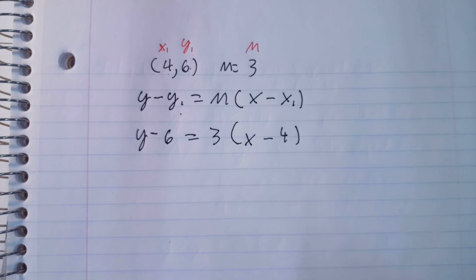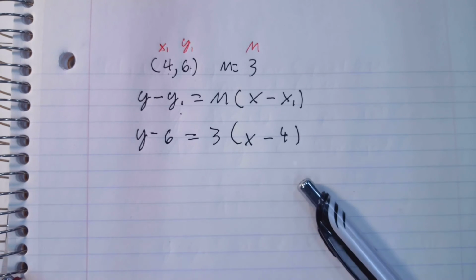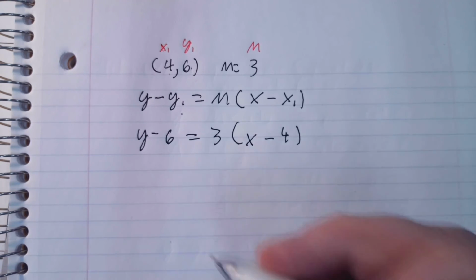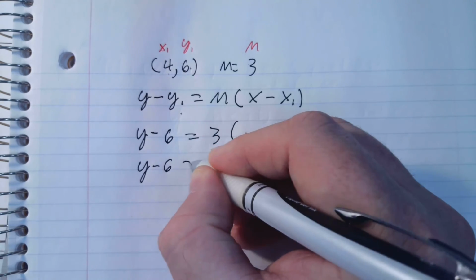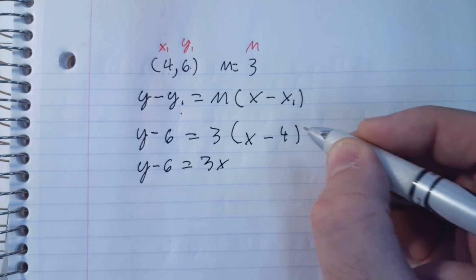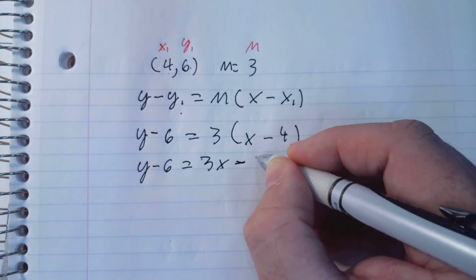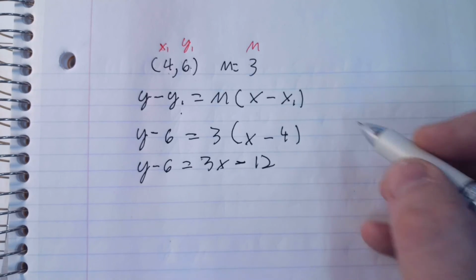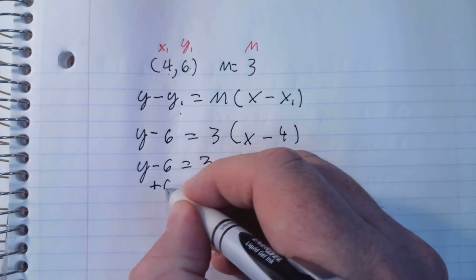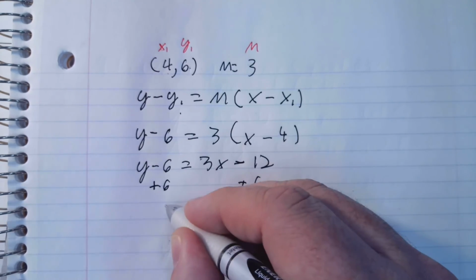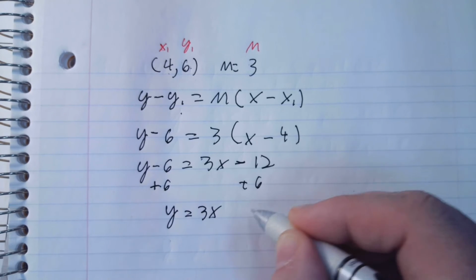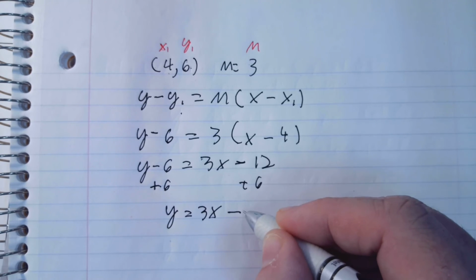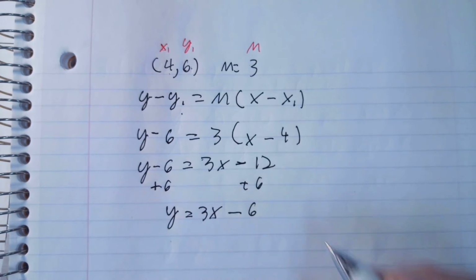Okay, so here we go with this. I just do 2 steps. Y minus 6 equals 3x minus 12. That was distributive property, right? We've done this before, just not in this form. Now the last step is right here, plus 6, I'm done. Y equals 3x minus 6. Is that in slope-intercept form?